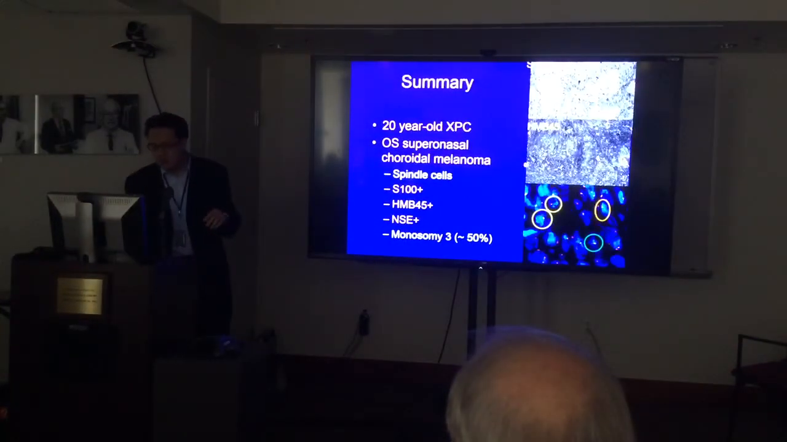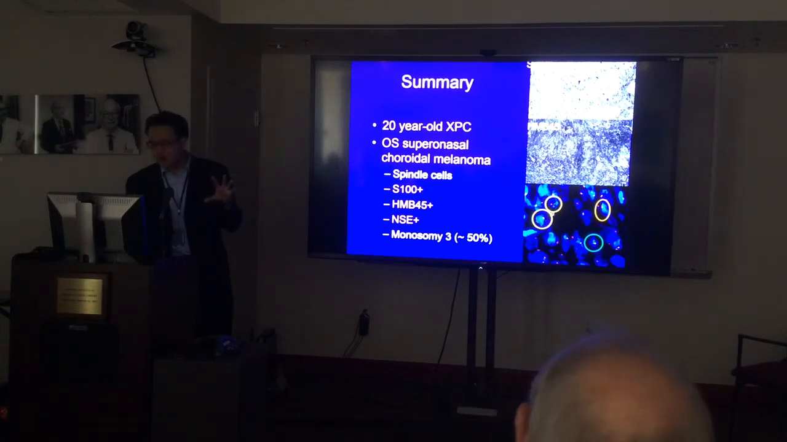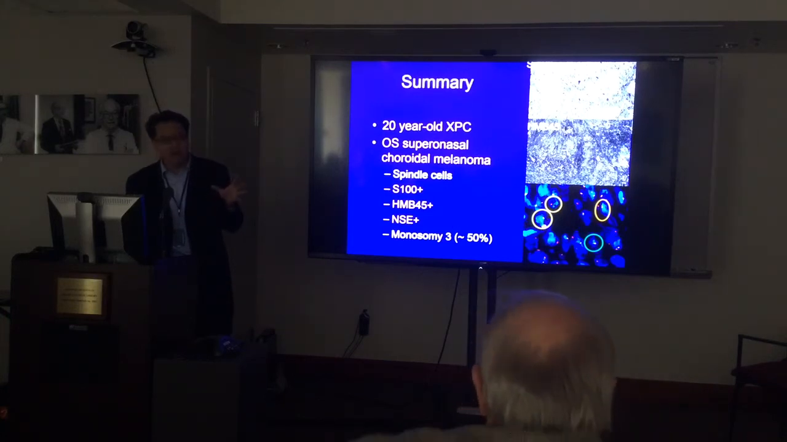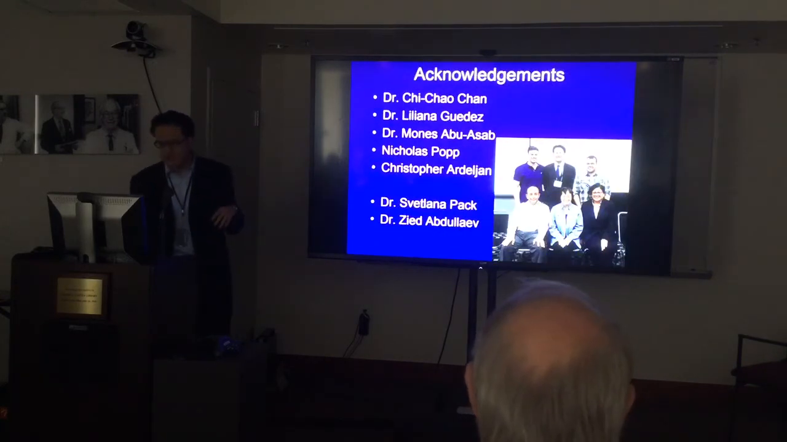To summarize, we describe a 20-year-old young man with xeroderma pigmentosum, complementation group type C. The main ophthalmic finding was a supranasal choroidal melanoma, which had spindle cell morphology and was positive for the melanoma markers S100 and human melanoma black 45. It was also positive for the neural marker neuron-specific enolase, and on FISH imaging, roughly half the cells had monosomy 3.